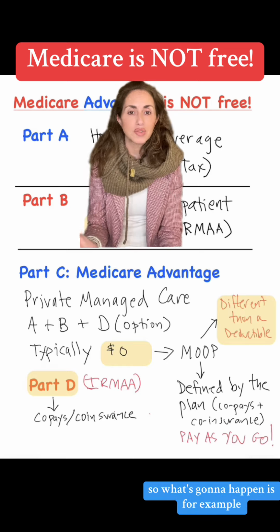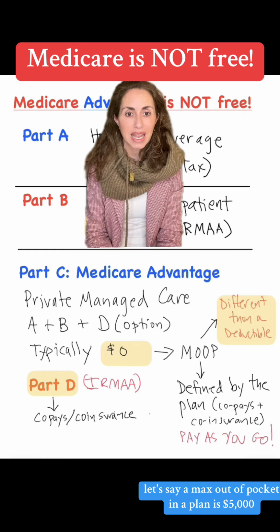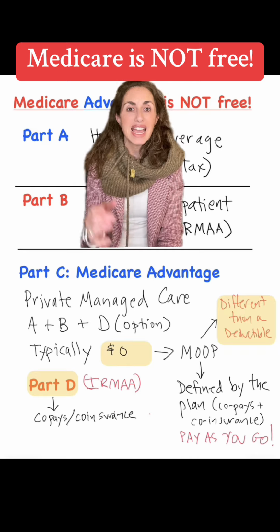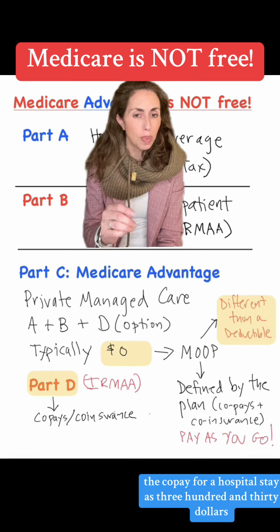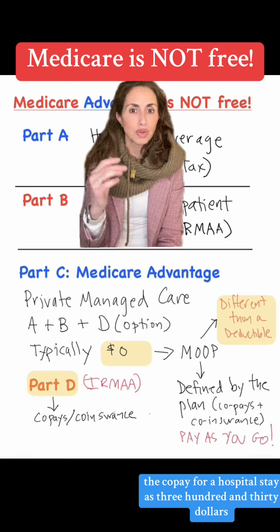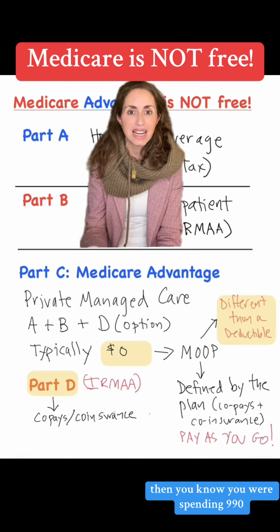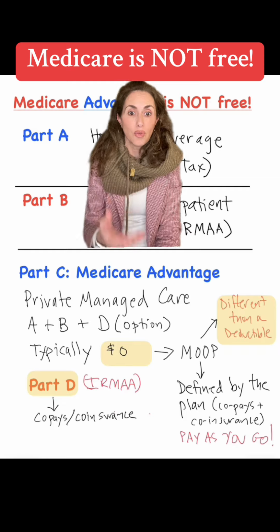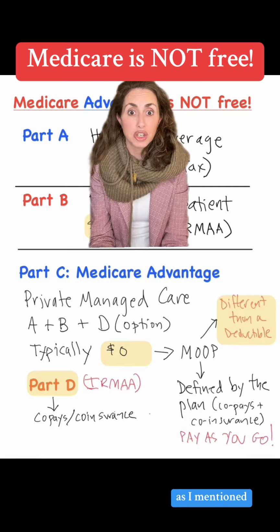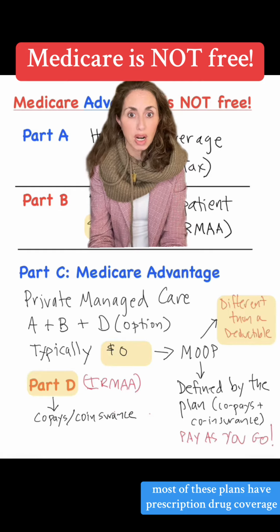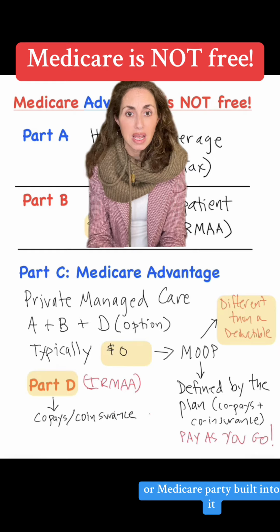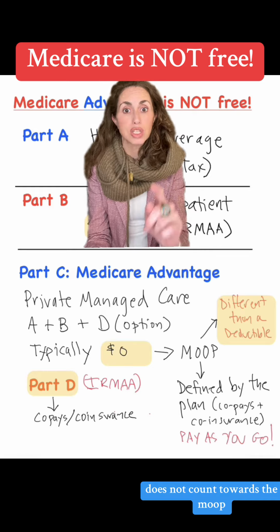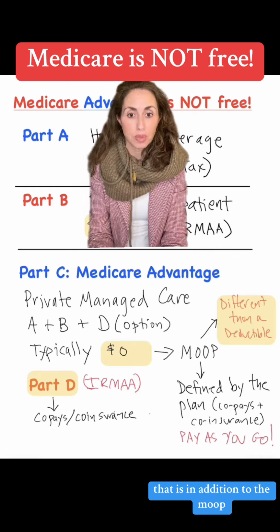So what's going to happen is, for example, let's say a max out of pocket in a plan is $5,000 and you have a 3-night hospital stay, and they define each day the copay for a hospital stay as $330. Then you know you're spending $990, and that's subtracted from the max out of pocket that you could spend for that year. As I mentioned, most of these plans have prescription drug coverage or Medicare Part D built into it. Any copays or coinsurance you pay for your medications does not count towards the MOOP. That is in addition to the MOOP.